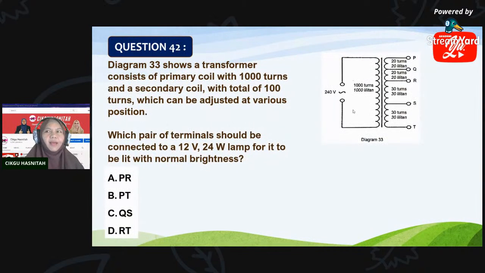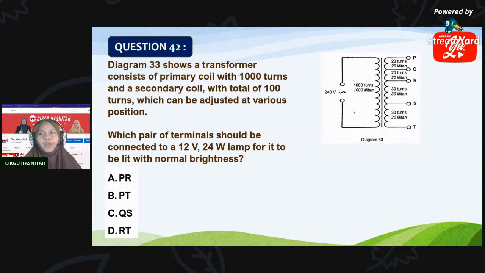Okay, next, question 42. Look at diagram 33. This is a question on 3.4, transformer. You are given diagram 33. It shows a transformer consisting of a primary coil with 1000 turns, and a secondary coil with a total of 100 turns, which can be adjusted at various positions.